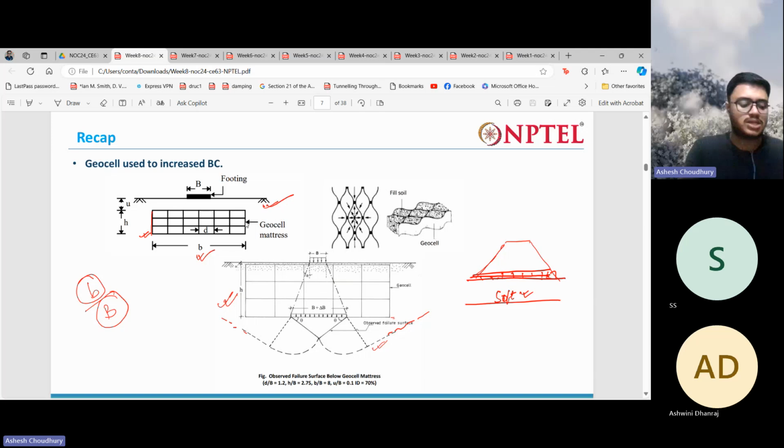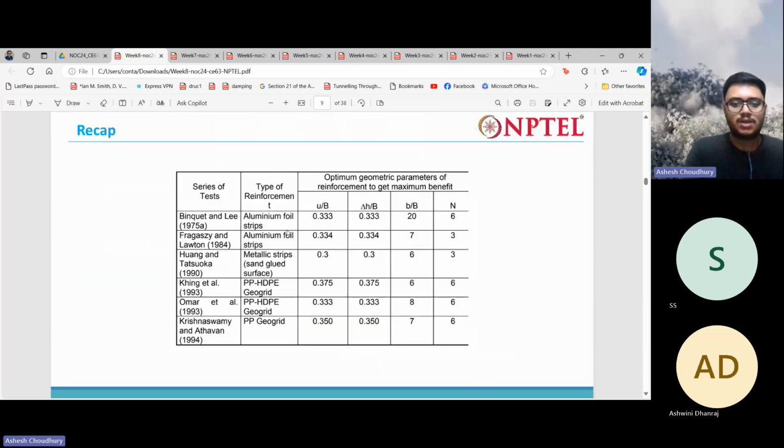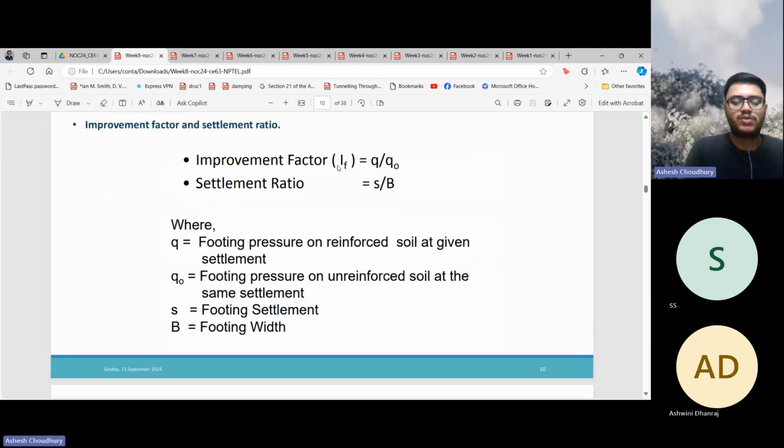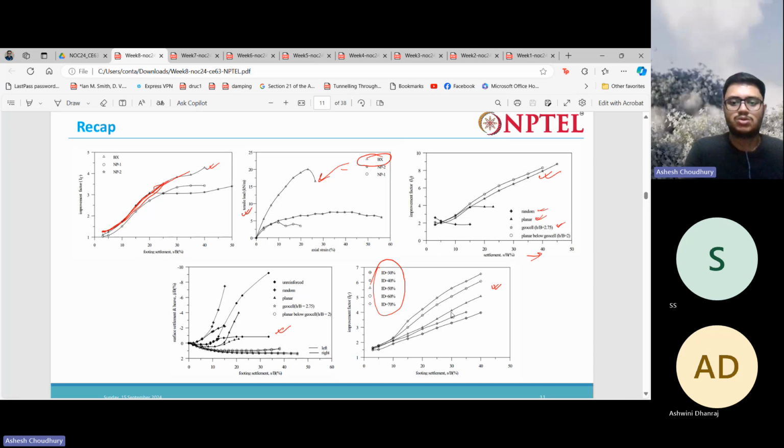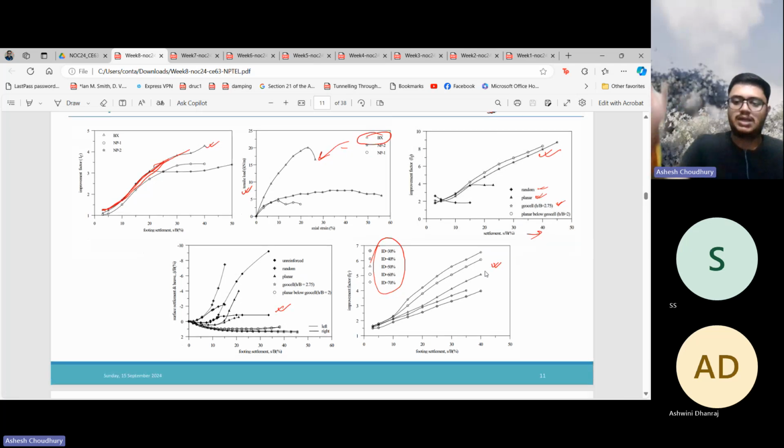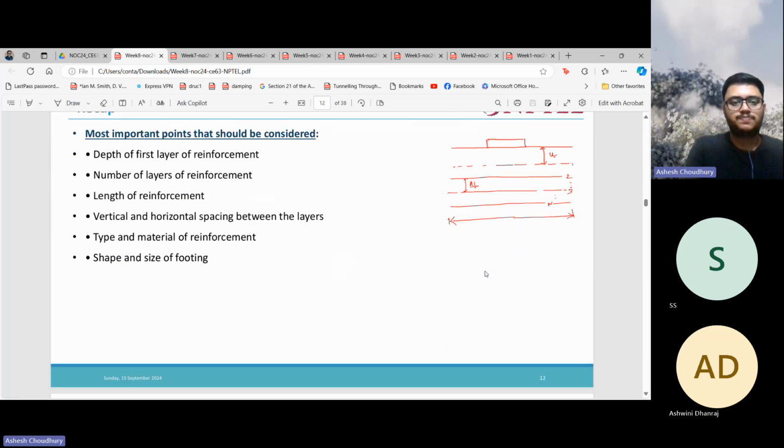You can also use a geocell mattress to increase the bearing capacity. I am not going into detail. The improvement factor, the bearing capacity ratio, is nothing but Q by Q naught, and then you have the settlement ratio S by B. There we have various plots. We saw that with an increase in reinforcement, the bearing capacity also increases. What are the important points to consider? You should remember the first layer, where you place the first layer of reinforcement below the footing, the number of layers of reinforcement, the length of reinforcement, and the vertical and horizontal spacing.